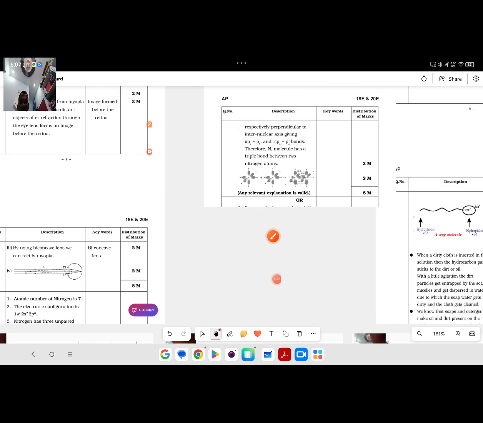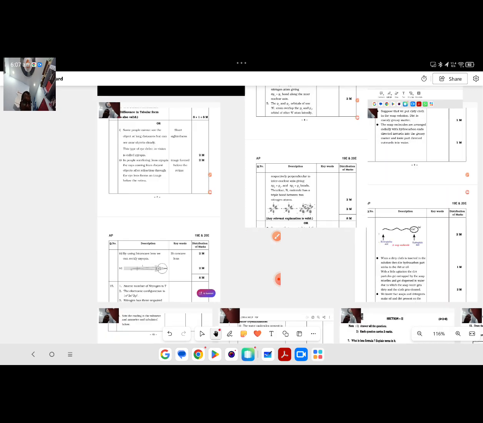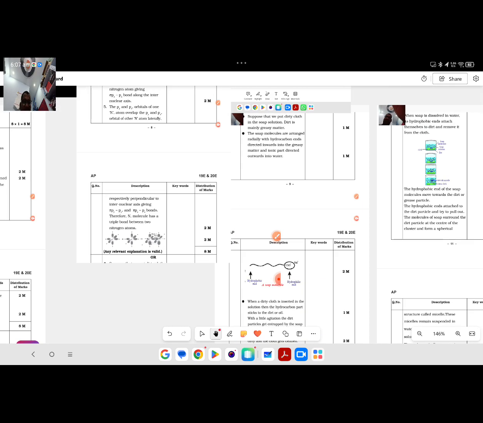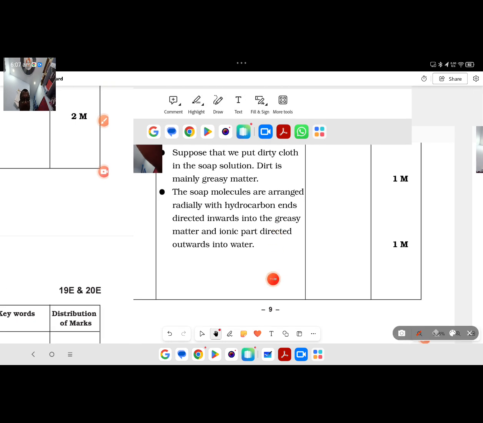Okay, lastly we will discuss the cleansing action of soap and Ohm's law. Those two we will discuss directly, I am not going through the question. Cleansing action of soap: if it is given, how you should write the answer, check it here. First, suppose we put the dirty dark clothes in the soap solution. For writing this sentence, you will get 1 mark. And how soap will be arranged as micelles, soap particles, you will get 1 mark for that statement.